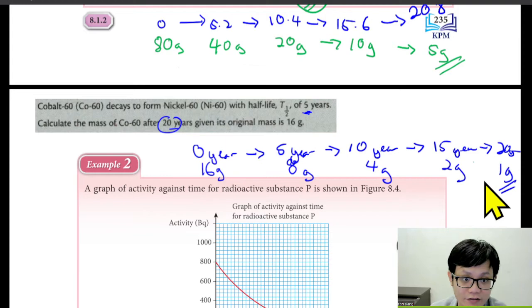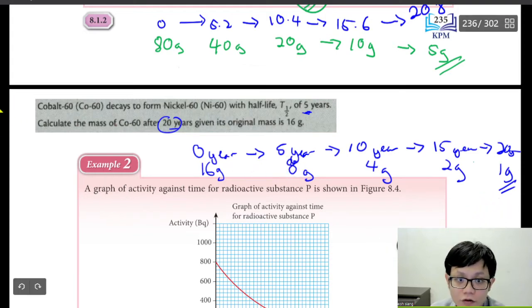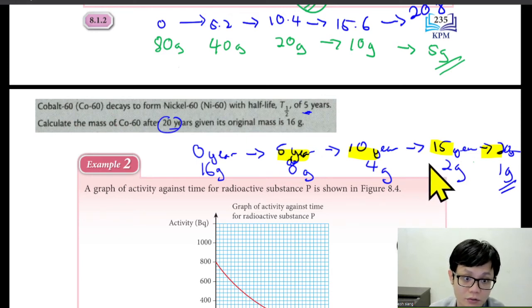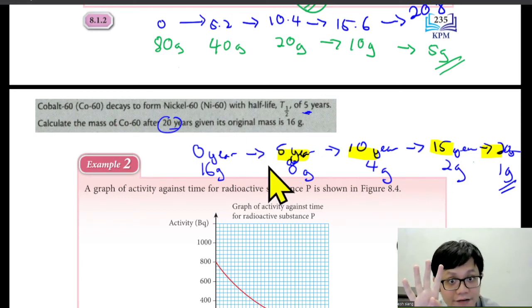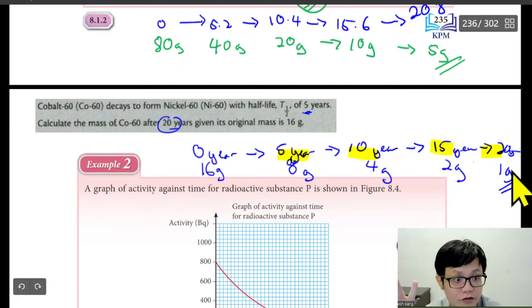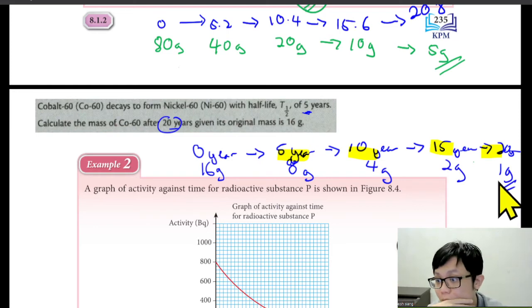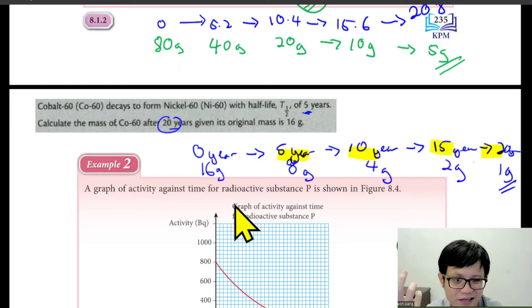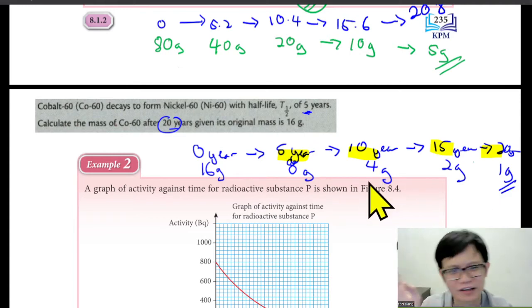Let's say the question asks how many half-lives? 1 half-life, 2 half-lives, 3, 4. So for 20 years, it is actually 4 half-lives. 16 divided by 2, divided by 2, divided by 2, divided by 2, you get 1 gram. If you want to do the formula, just write 16 divided by 2 to the power of 4. Just create your own formula.